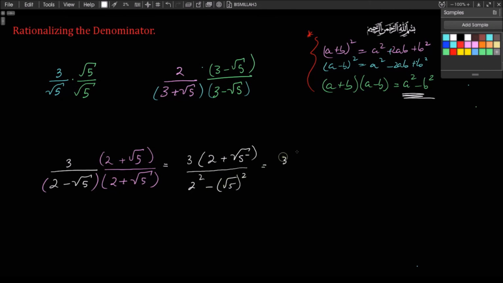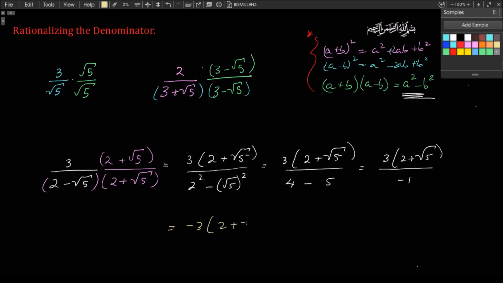Now we have 3 times the quantity 2 plus square root of 5 over 2 squared is 4 minus square root of 5 squared is 5 like this. So this is 3 times 2 plus square root of 5 over negative 1. Now this you can rewrite as negative 3 times 2 plus square root of 5 like this, because the negative can just go in the numerator like that. And then you can distribute the negative 3, and the final answer will be negative 6 minus 3 times the square root of 5.